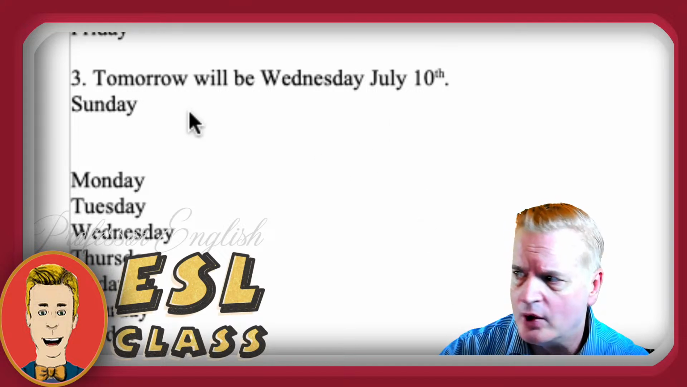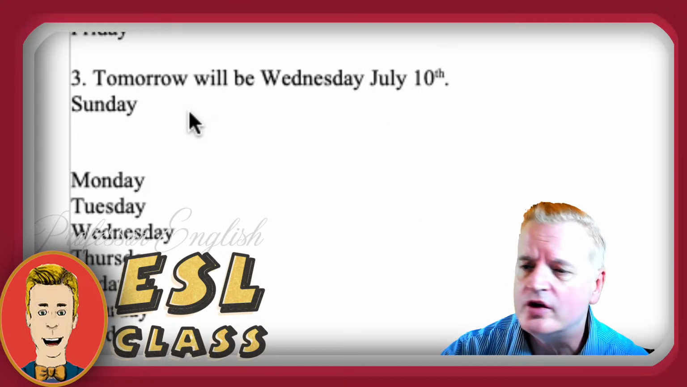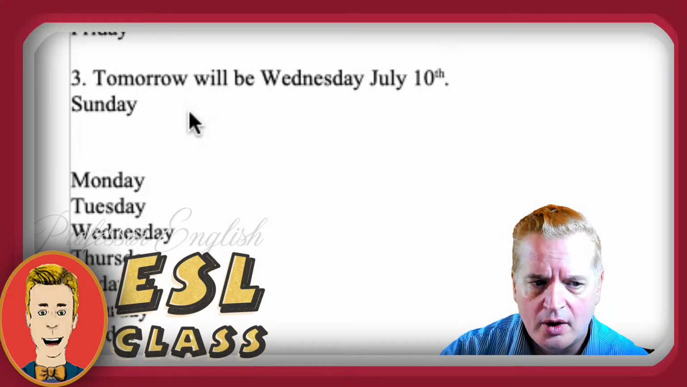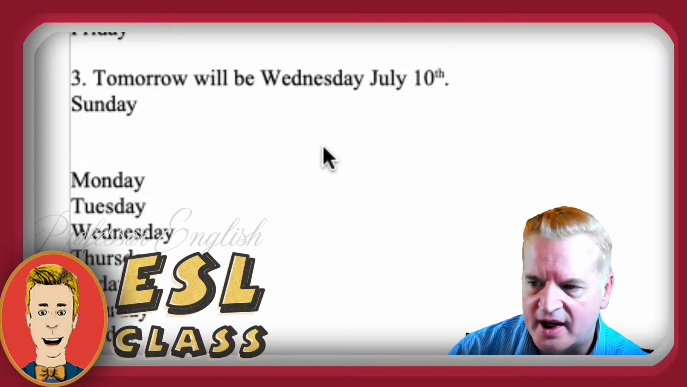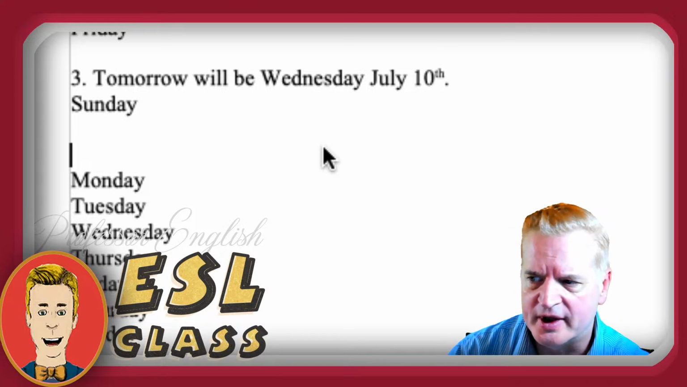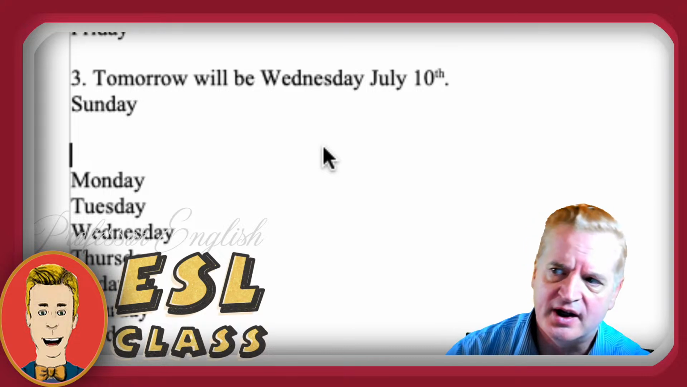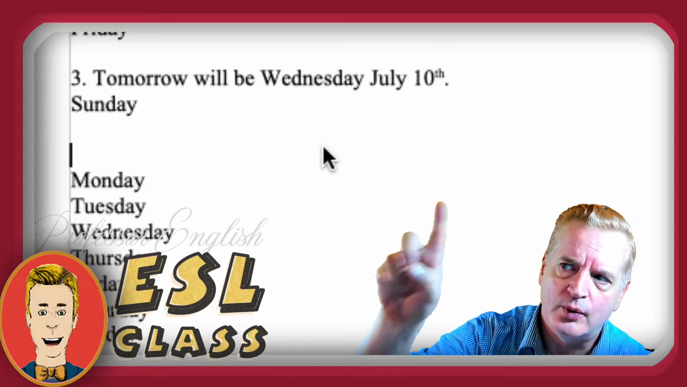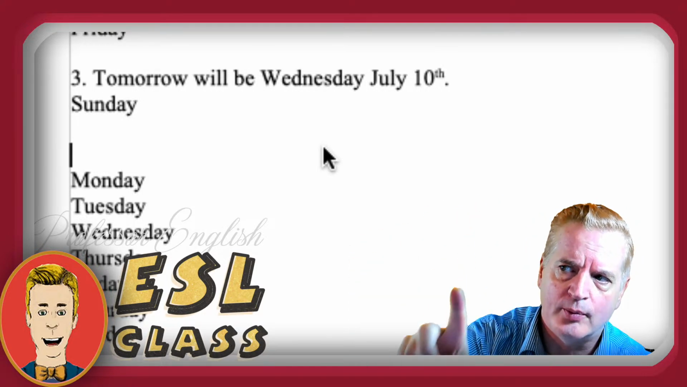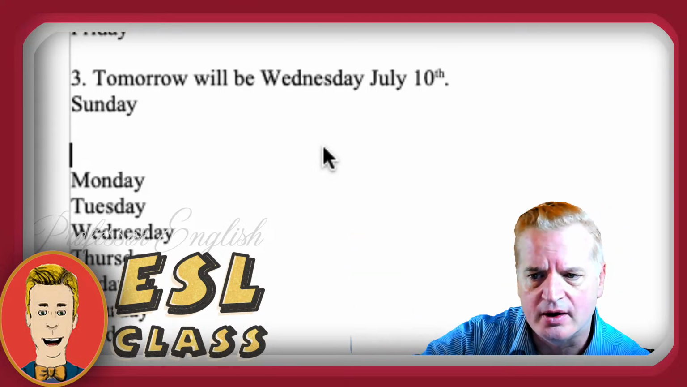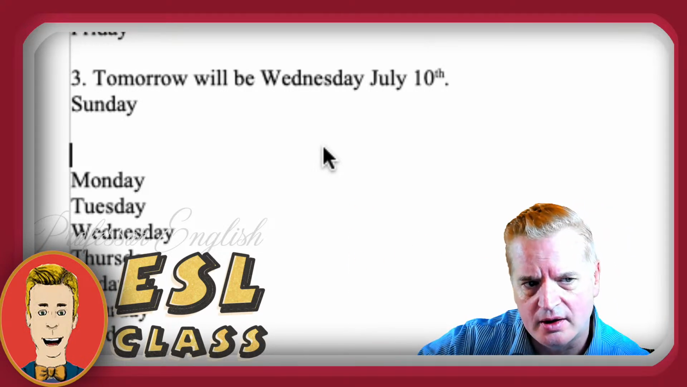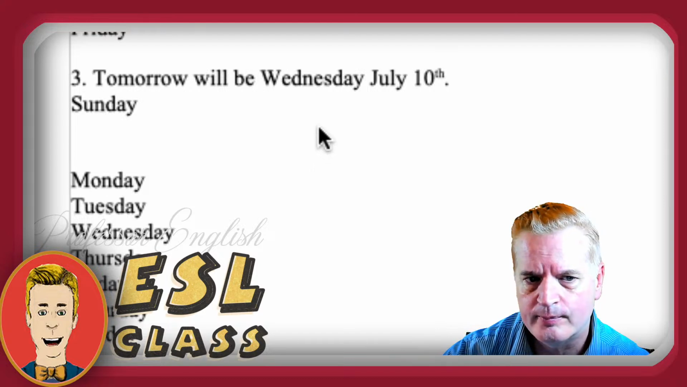No, tomorrow will not be. No, tomorrow won't be Sunday, July 10th. How will you make a what day question? Sentence form, tomorrow will be. Question form, will tomorrow be? What day will tomorrow be?